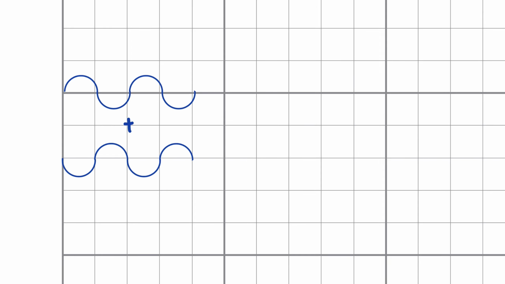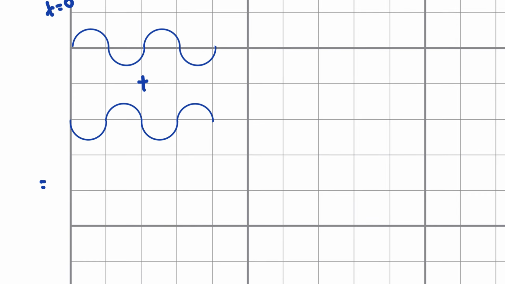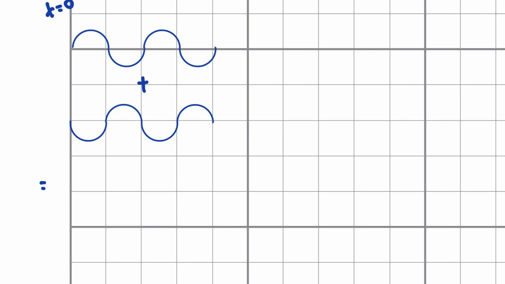This is when the time is equal to 0, the beginning of the interaction of these two waves. Once this interaction happens, we will end up with the resultant from these two, and we end up with destructive interference. Since this is positive and this is negative, we get one line here. This is your formation of the wave.